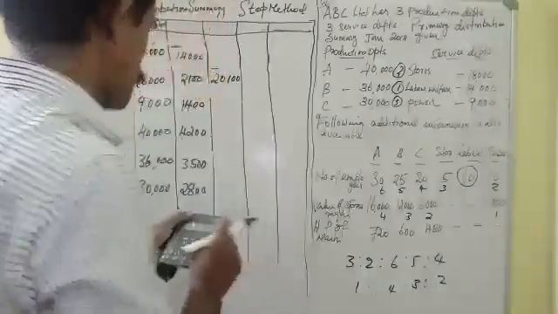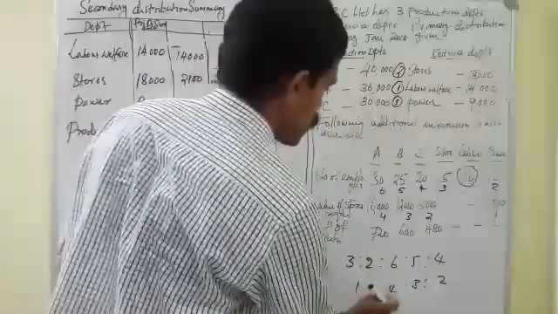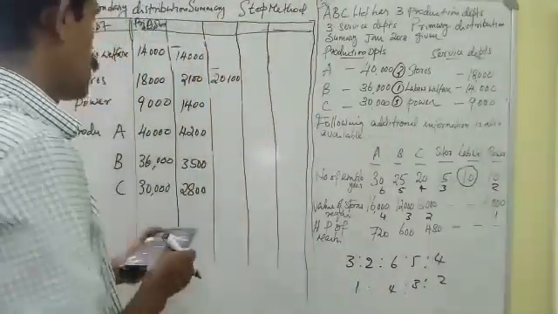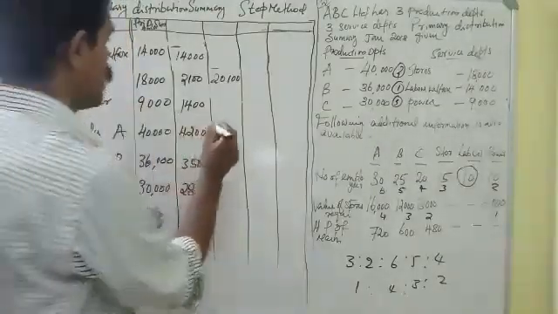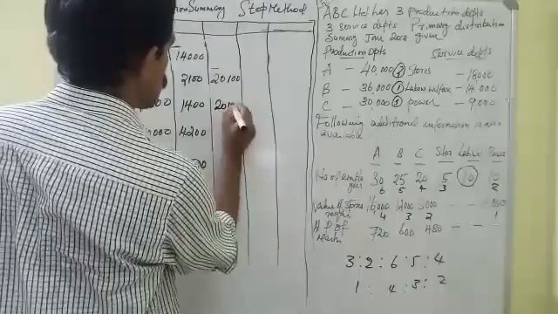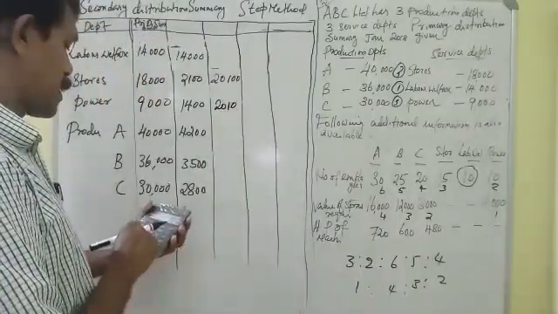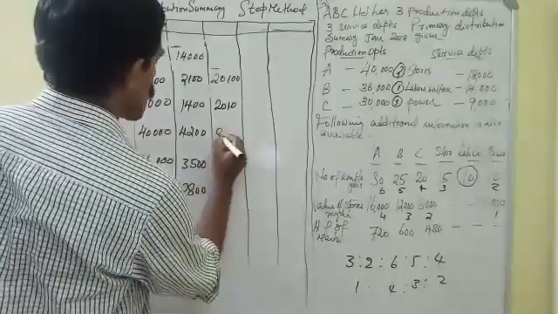Then we divide these 20,100 by the total of these figures, 10. Then for our power department, 2,010. Then for our department A, 8,040.